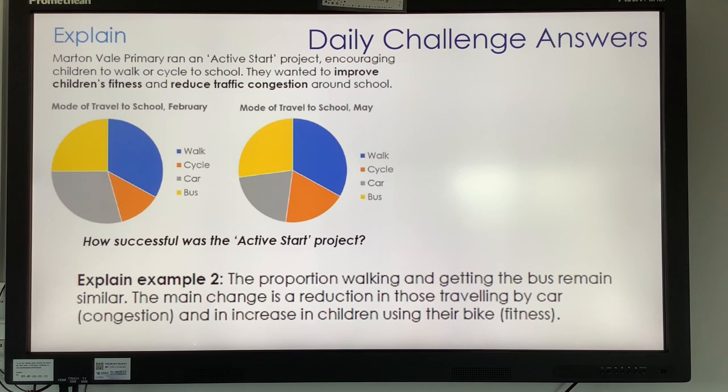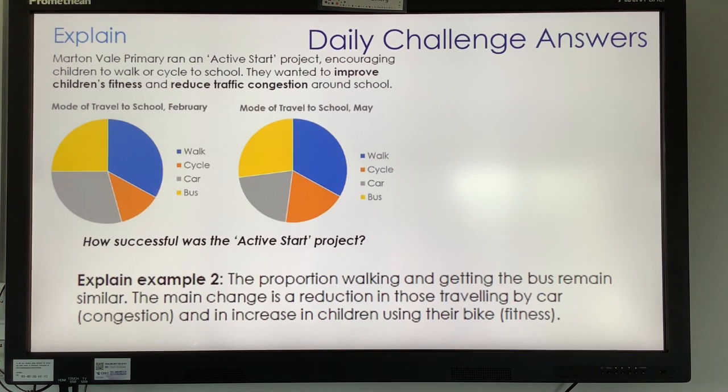Now you can see that bus has changed slightly as well. Bus has actually grown. However, that's not that bad either, because I think if you wanted to reduce traffic congestion, well, think how many more people you can fit on a bus in comparison to a car. So you could replace maybe 5 cars by those people all taking 1 bus. So they have met their aims.